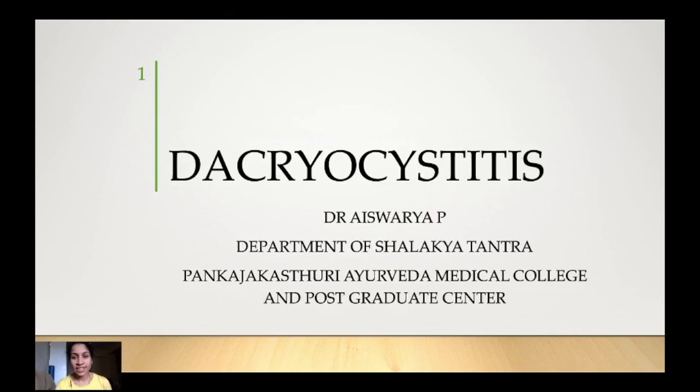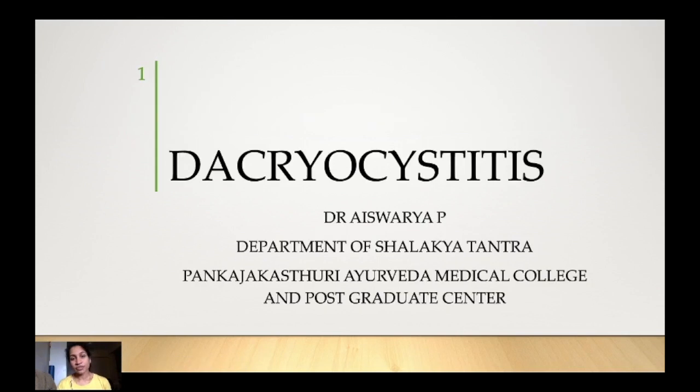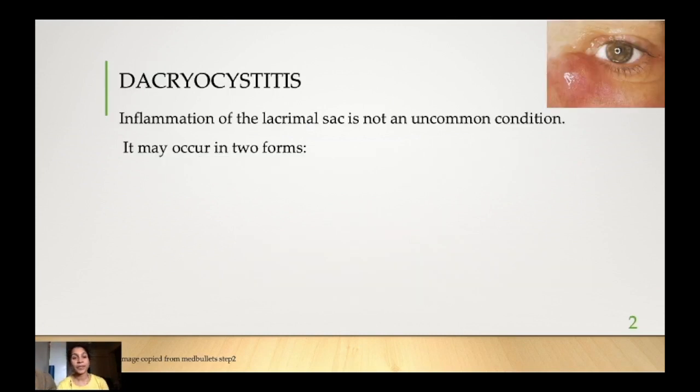Our next topic is dacryocystitis. So, dacryocystitis, from the name itself, is a Greek term. Dacryo means tear, cysta means sac, and itis means, as you all know, inflammation. So, dacryocystitis is the inflammation of the lacrimal sac.